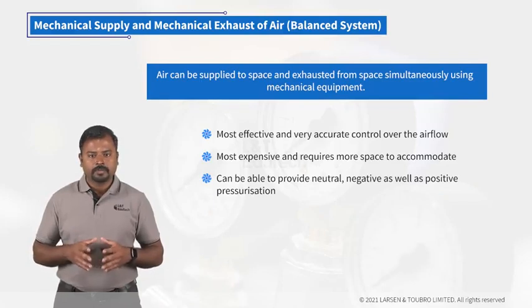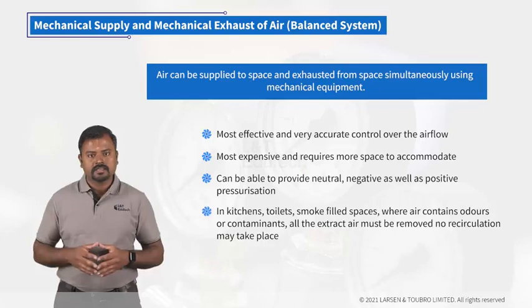Recirculation of air is not permitted if the air is heavily contaminated. In kitchens, toilets, smoke filled spaces, operation theatres, etc., where the exhaust air contains odors or contaminants, 100% exhaust is recommended and no recirculation is allowed.